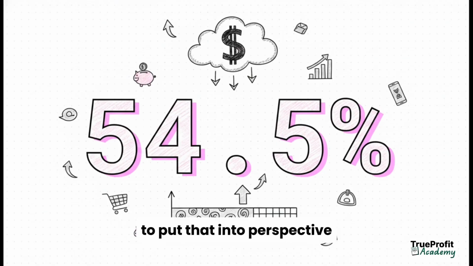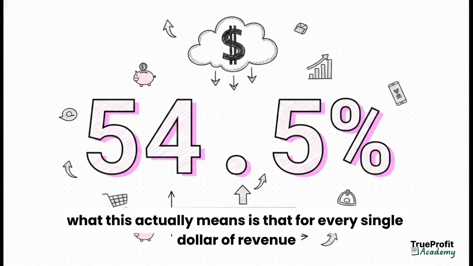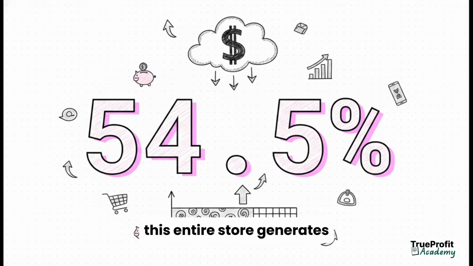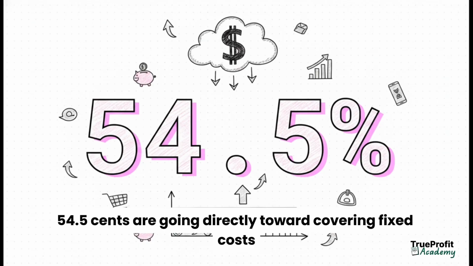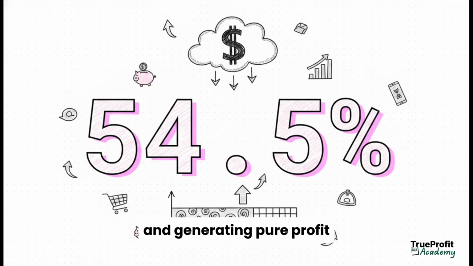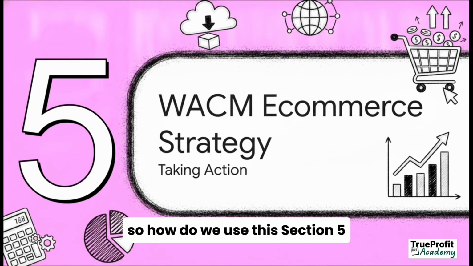To put that into perspective, what this actually means is that for every single dollar of revenue this entire store generates, 54.5 cents are going directly toward covering fixed costs and generating pure profit. So how do we use this? Section 5, WACM e-commerce strategy.